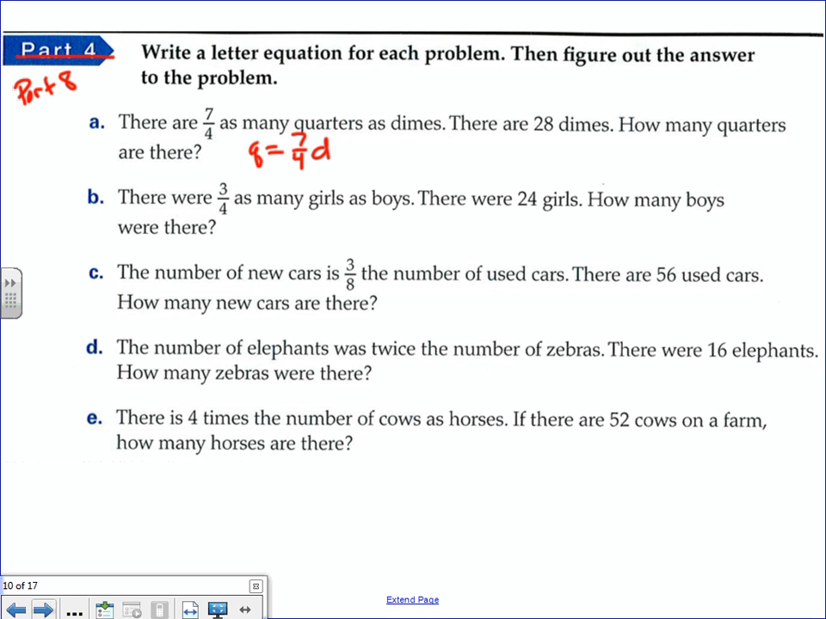So then I read on, there are 28 dimes. So I'm going to replace my D for dimes with 28. So now I'm going to have Q equals 7/4 times 28. So to answer the question, how many quarters are there, I just have to take 28 times 7/4, and that's going to tell me that there are 49 quarters.